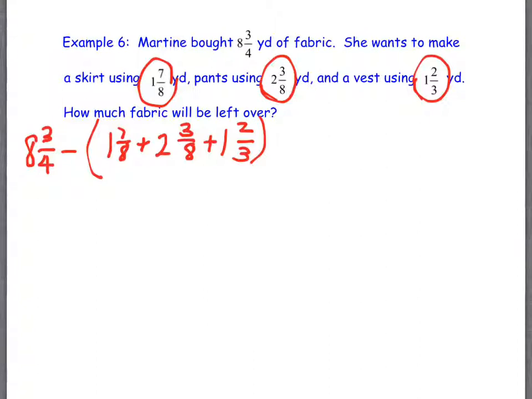We could subtract each one. And if you think about what she's actually doing with the fabric, that's actually how she'd process through this problem if she were really doing it. She'd lay all the fabric out, and she'd lay her skirt pattern down, and she'd cut it apart. And she'd lay her pants pattern down, and she'd cut it apart. And then she'd lay the vest pattern down, and she'd cut it apart. She'd actually do multiple subtractions from the physical fabric, right? And that's fine, too. Either of those approaches are perfectly fine.